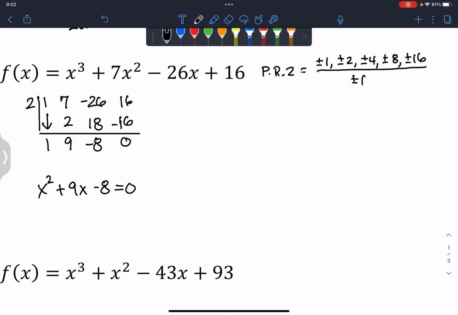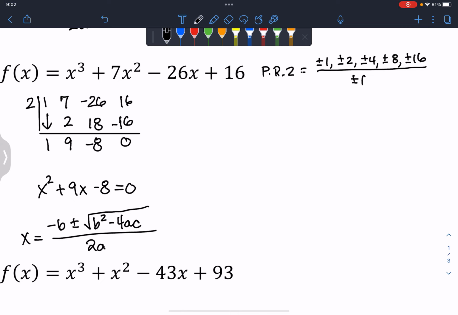Again, like I said, I'm going to jump straight into the quadratic formula, because I don't want to struggle with determining if this is factorable or not. And it's good practice, again, to use this formula here.